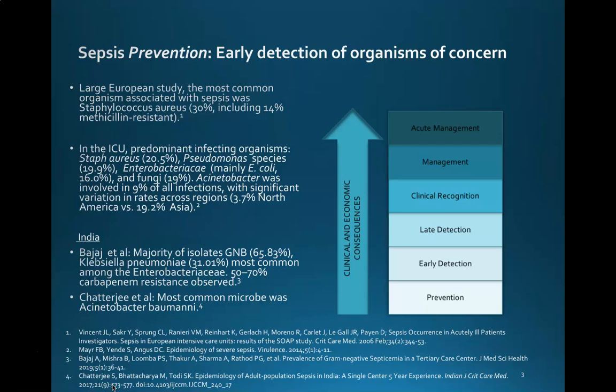Moving to the right side of the slide, what I'm really going to focus on is this continuum, and the fact that if you work at the early stages of the continuum to prevent or detect very early on organisms of concern that can lead to sepsis, you can reduce the clinical and economic consequences. Because we know as a patient moves towards sepsis, and then up through the stages of management and potentially acute management, the clinical and economic consequences rise along with that more acute therapy.